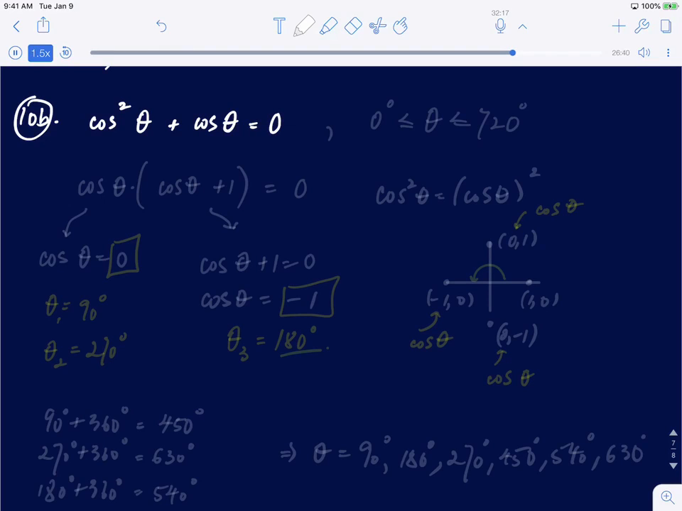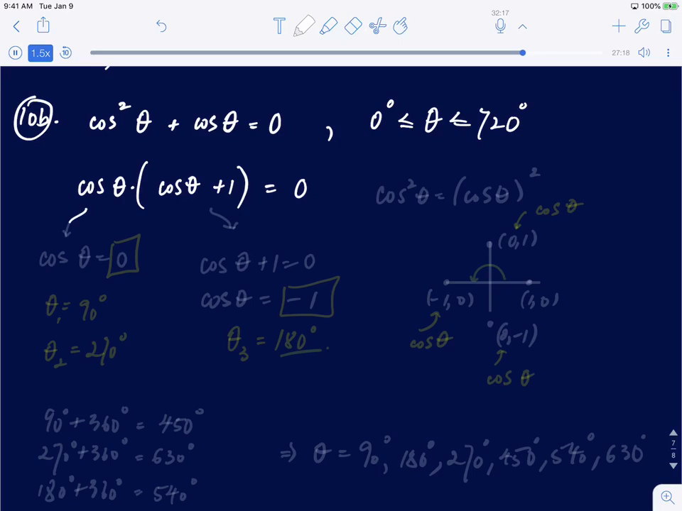Okay, so cos squared of theta plus cos of theta is 0. Even though it says the domain is 0 to 360, we're going to look at 0 to 720, just to show the abundance of solutions that comes out of quadratics. I'll do this one without changing notation. I'm not going to go to x and y, just so you see that it is possible to keep it that way. I'm going to factor out a cos of theta, and cos of theta plus 1 is what's left behind.